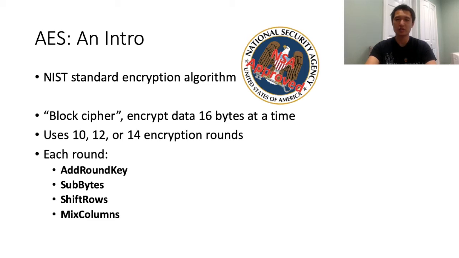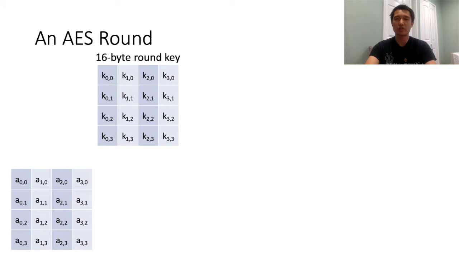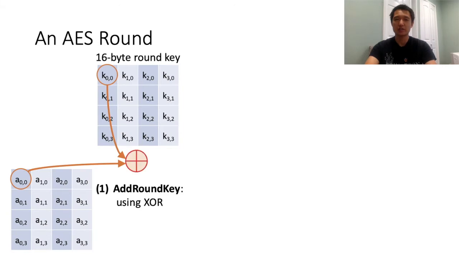Now let me introduce each step one by one. In the AES round, at the beginning, you have 16 bytes. We arrange them into a 4x4 matrix. We also have a 16-byte round key. The round key was derived from the encryption key. In fact, in the first round, this is the encryption key. In later rounds, it was derived by calculating a bunch of key derivation functions. We will just do a byte-wise XOR between the round key and the input, and this finishes the first step, add round key.